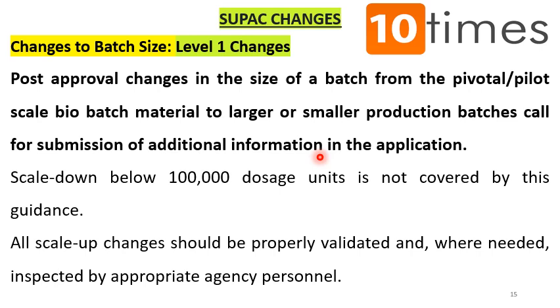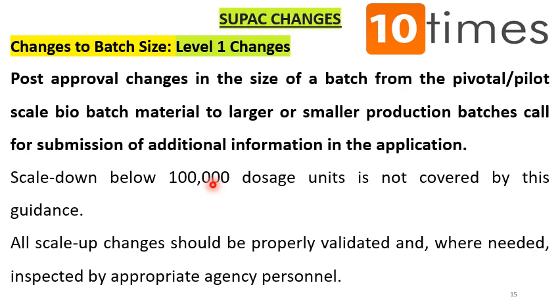So change in the batch size at level 1 is the scale down below the production level batch, or scale up from pilot batch to the production level batch. Scale down below 1 lakh dosage units is not covered by this guideline. All scale up changes should be properly validated and, where needed, inspected by the appropriate agency personnel. So this is the requirement.